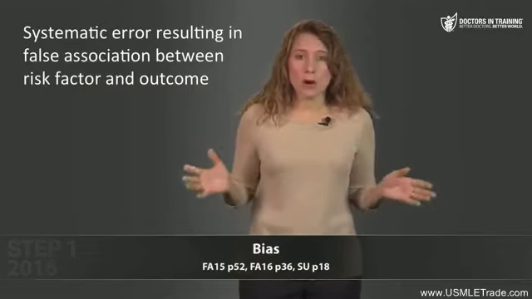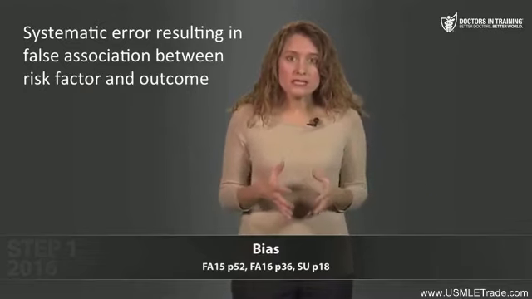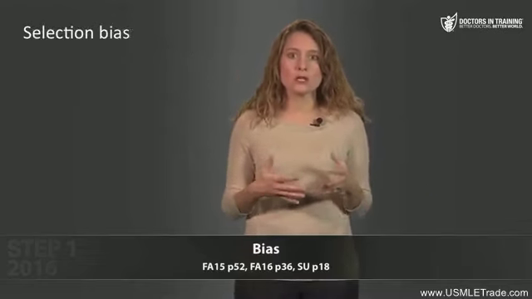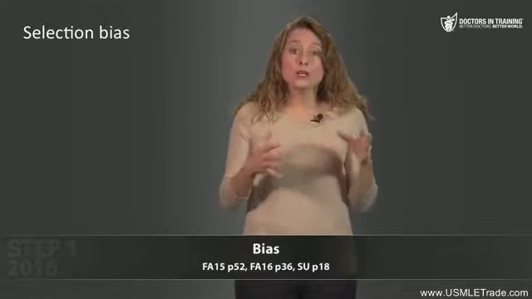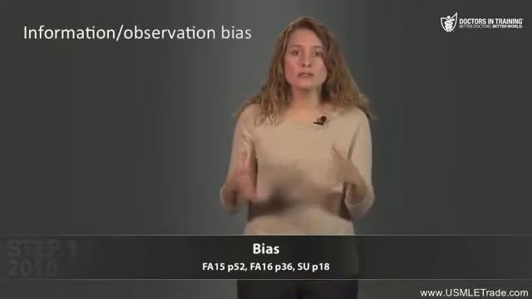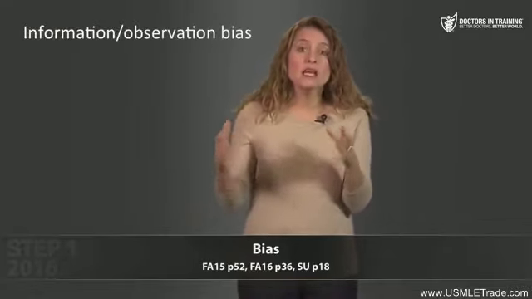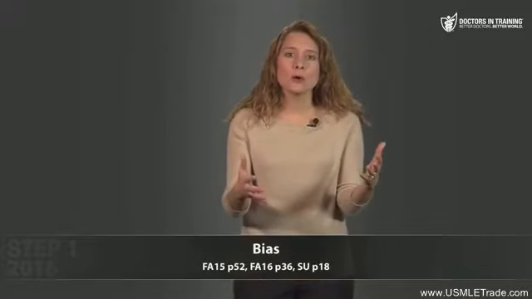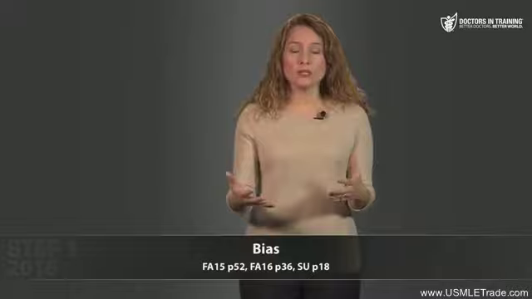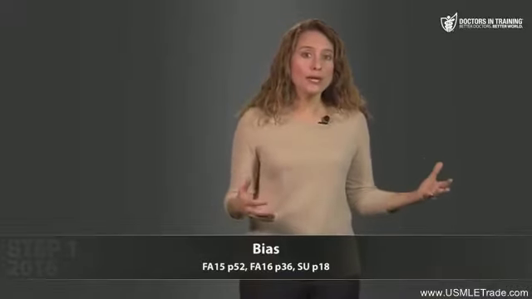Bias can occur in any part of the study design, but is frequently seen during the selection of subjects, called selection bias, or during the collection of data, called information or observation bias. This systematic error or bias can make the effect of an exposure or risk factor on the outcome of interest appear stronger or weaker than it really is. It can go either way.